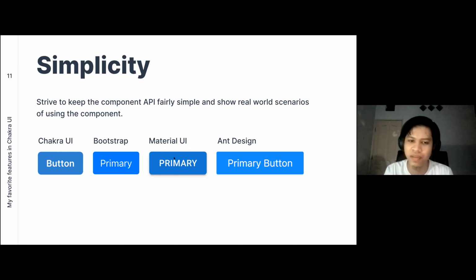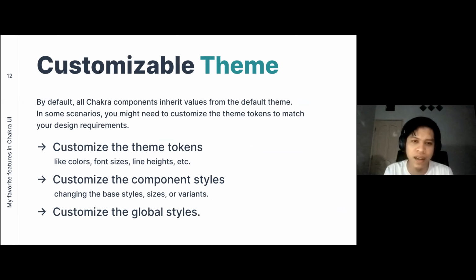If you want to have different themes, like our Quipper themes, we need some effort to remove the default style. It's the same with Ant Design, they give box shadow too. So I just prefer to use Chakra UI or Bootstrap if we are concerned with simplicity. And then the next feature is customizable theme.